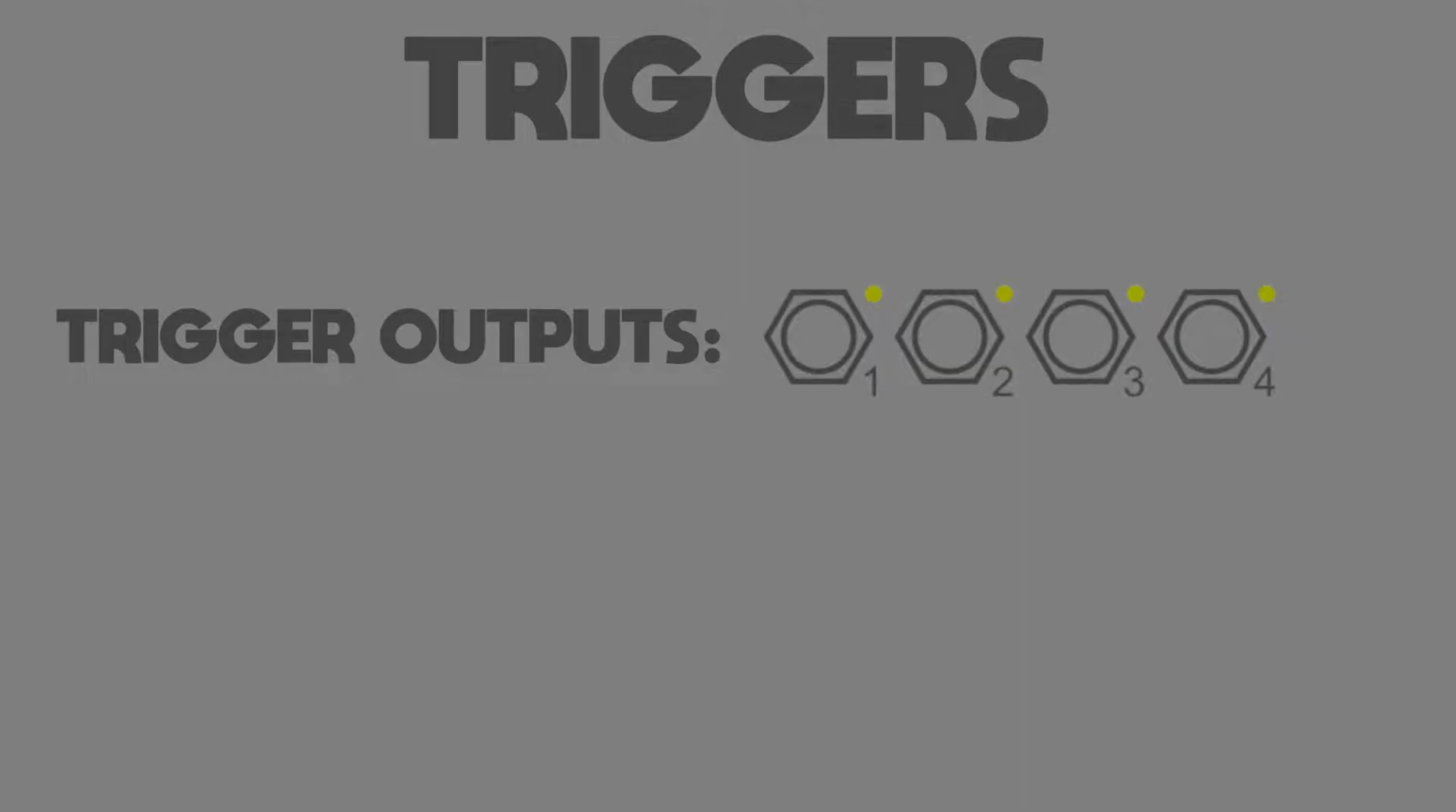In today's video, we're going to be looking at triggers. As you remember from the introduction video, triggers are sent out from four trigger outs on the front panel of the Teletype, each numbered 1 to 4. And in programming, when we refer to these trigger outputs, we use the letters TR.